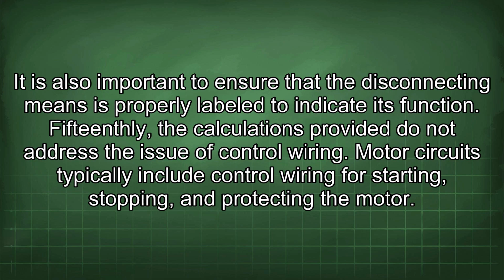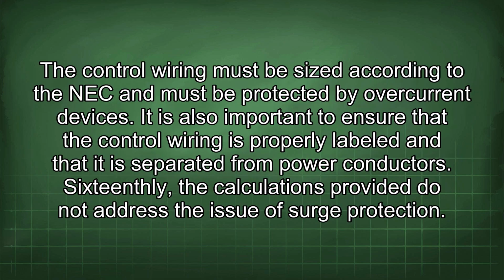15thly, the calculations provided do not address the issue of control wiring. Motor circuits typically include control wiring for starting, stopping, and protecting the motor. The control wiring must be sized according to the NEC and must be protected by overcurrent devices. It is also important to ensure that the control wiring is properly labeled and that it is separated from power conductors.